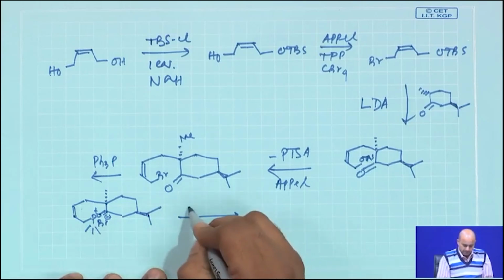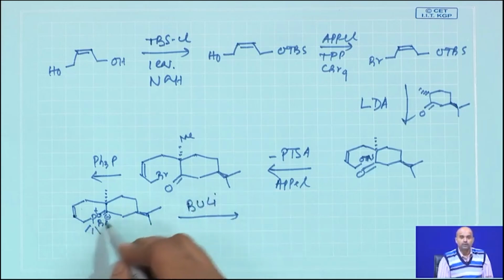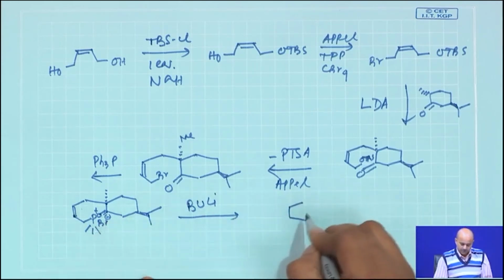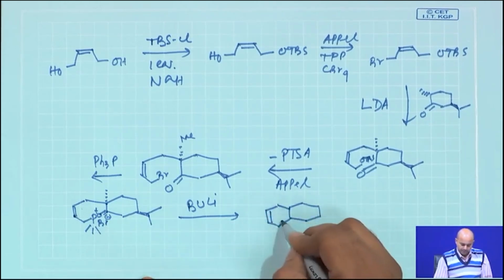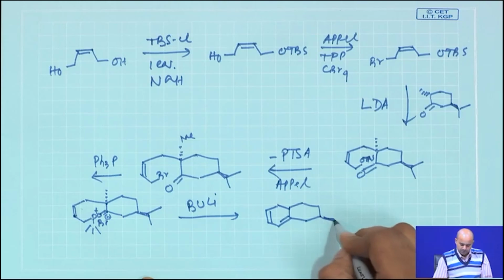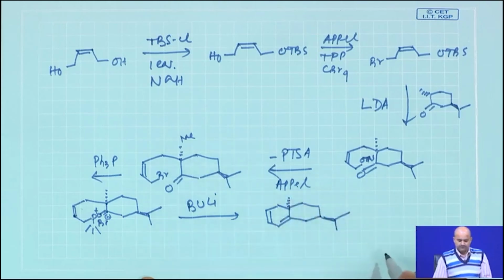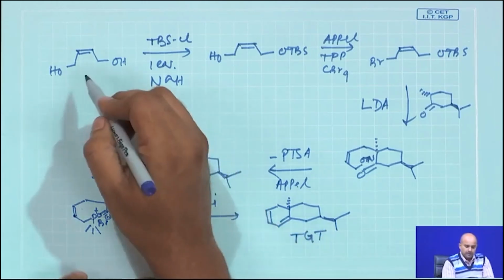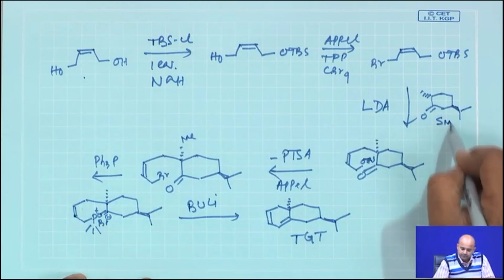Now, we will subject it to a base, butyl lithium, and do an intramolecular Wittig. This intramolecular Wittig will now close the ring, will give you this product. So, this target was basically achieved by using this as the main starting material.